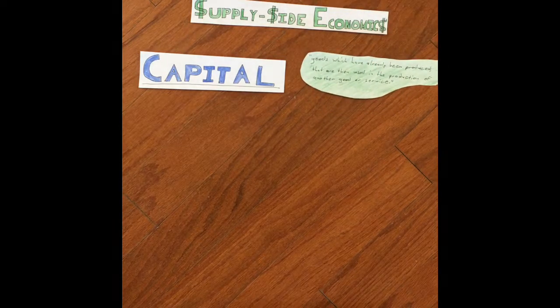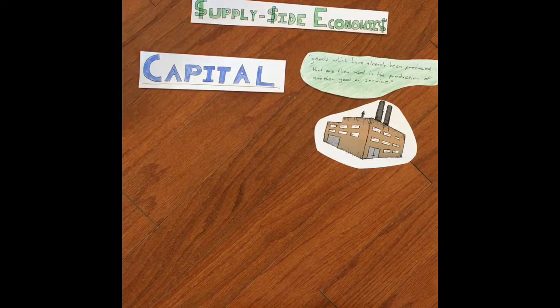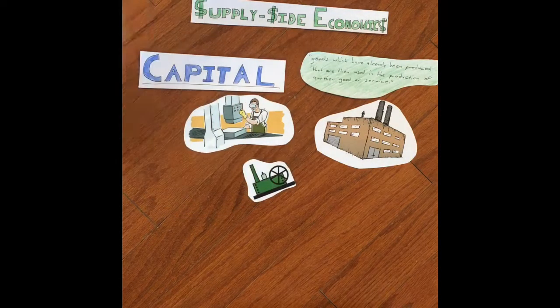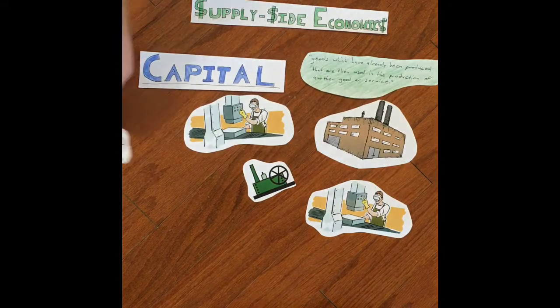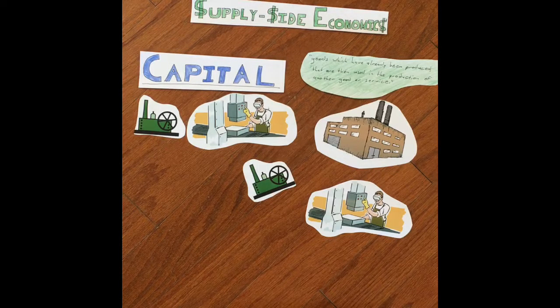We can loosely define capital as goods and services that have already been produced that are then used in the production of another good or service. If you think of this in the context of a stereotypical factory setup, the machinery, the physical structure that houses the factory, and even the workers themselves are considered to be capital. This is because these things have already been produced. They're not what the factory is creating. Instead, the machinery, the building, and the workers are going to be utilized to create the product that the factory is then going to sell.